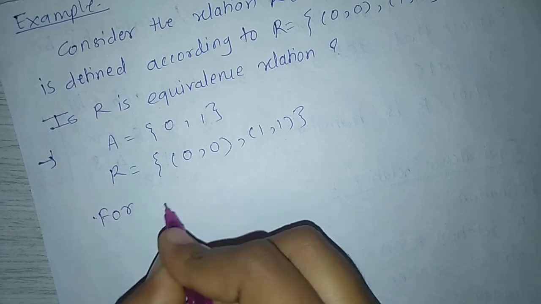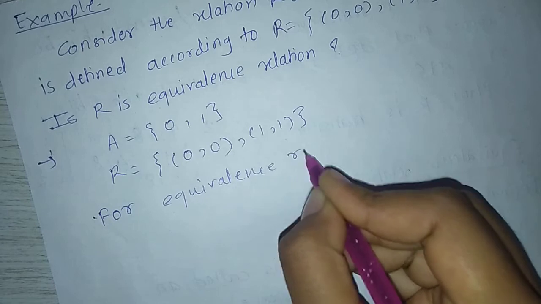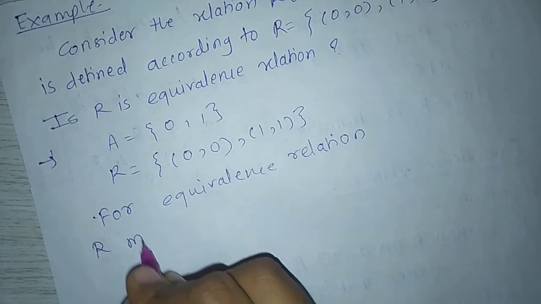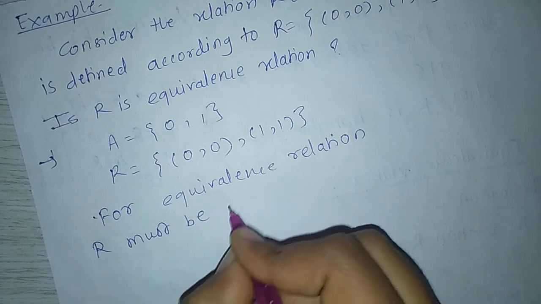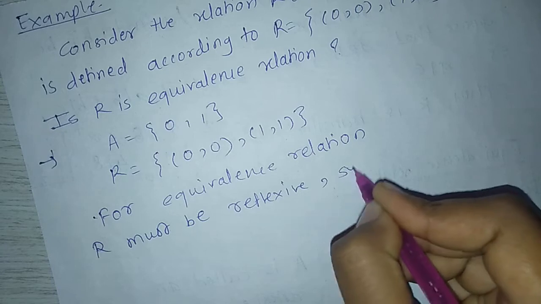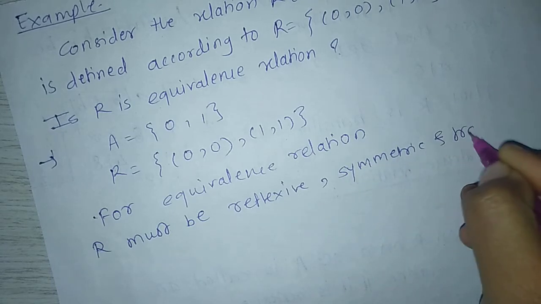For an equivalence relation, R must be reflexive, symmetric and transitive.